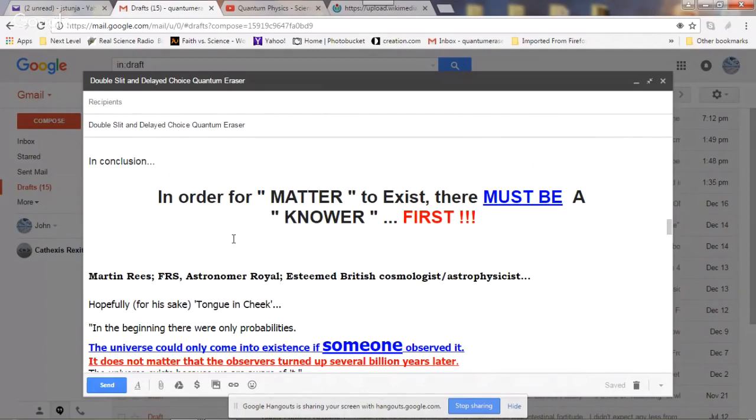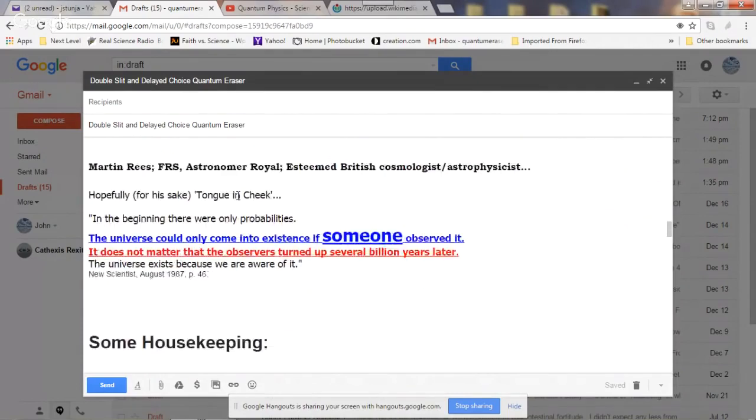See, Martin Rees knew this. All these guys knew this, back in the day. Check out what he says here. Listen to this contradiction. In the beginning, there were only probabilities. The universe could only come into existence if somebody observed it. I would say who knew the path information. It does not matter that the observers turned up several billion years later. The universe exists because we are aware of it. See, these two are contradictions.